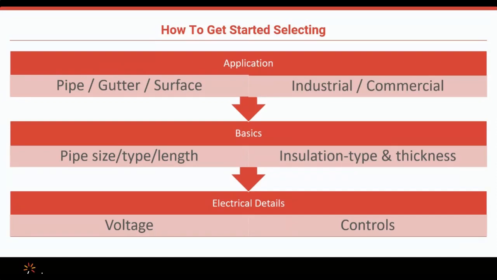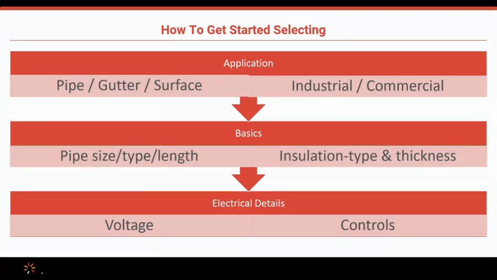Next, really just the basics. I've talked about a lot of these already. The pipe size, the pipe type. And what I mean by type is if you have a stainless steel pipe versus a PVC pipe, the self-regulating heat trace will actually act differently on that type of pipe. Thermally, it doesn't promote the heat trace to increase its output as well if it's on a PVC pipe. So those are things to consider.